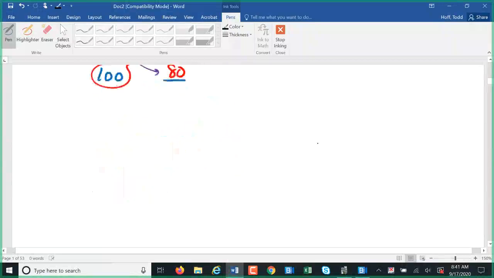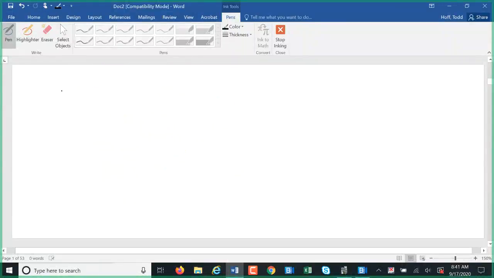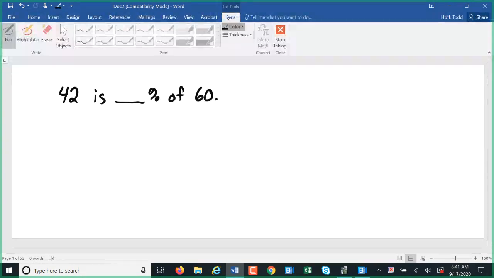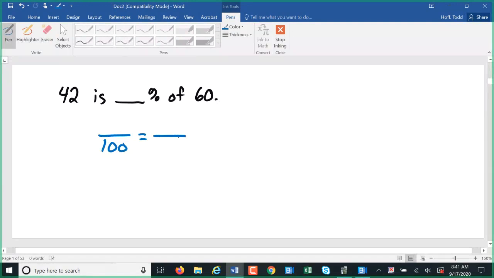There's another form, one last form we can look at here, and there's something like this. 42 is blank percent of 60. All of our previous examples, I have said to start with the percent. But here we don't have the percent. But it doesn't matter. We can still start with it. Blank percent is just going to be blank out of 100. What we're going to try to find is what that number is over the 100. Equals, now on the other side here it says 42 is blank percent, so 42 matches up with that missing percent.